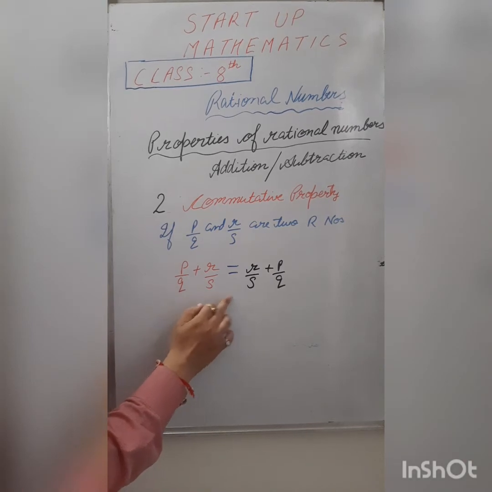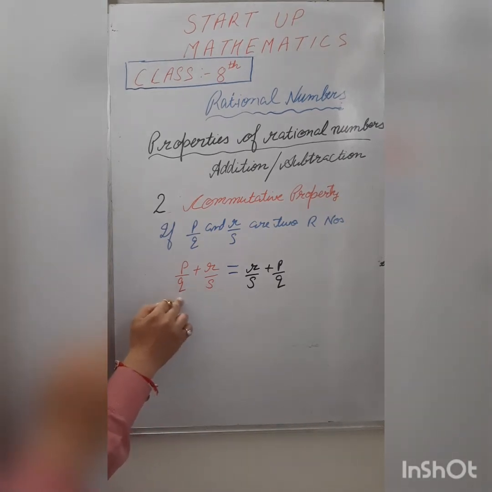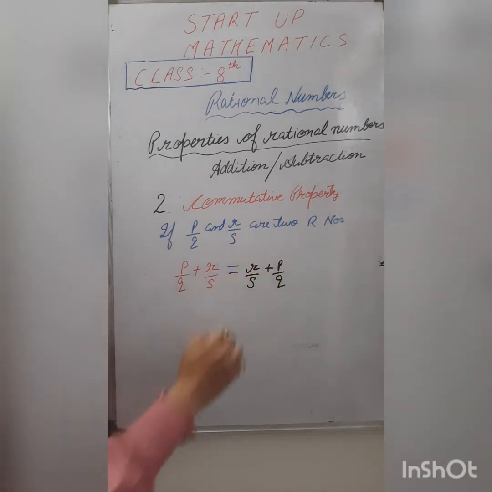The sum of two rational numbers in any order, either R by S is added to P by Q or P by Q is added to R by S. In both the cases, the sum does not alter.